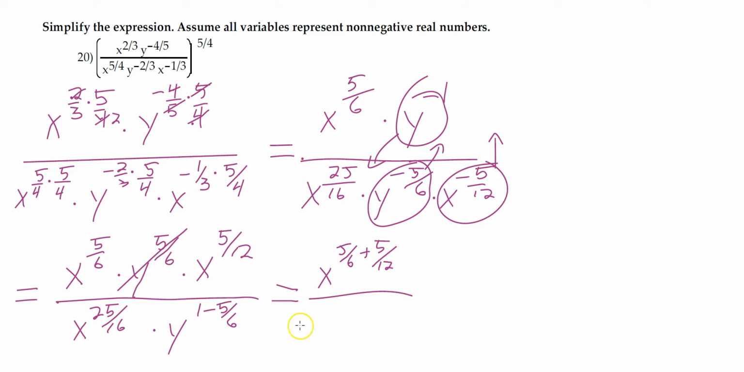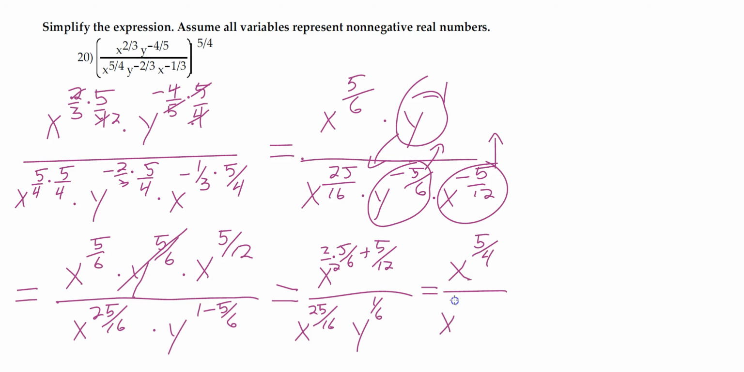So in the denominator, we have x to the 25/16, and y, 1 minus 5/6 is 1/6. On the top, we can add the exponents together. That is 15 over 12. So what I'm doing in my head, I probably shouldn't do in my head. I'm multiplying by 2 over 2 to make the common denominator of 12. That makes 10 plus 5, 15/12. Now 15 and 12 reduced by 3 to be 5/4.